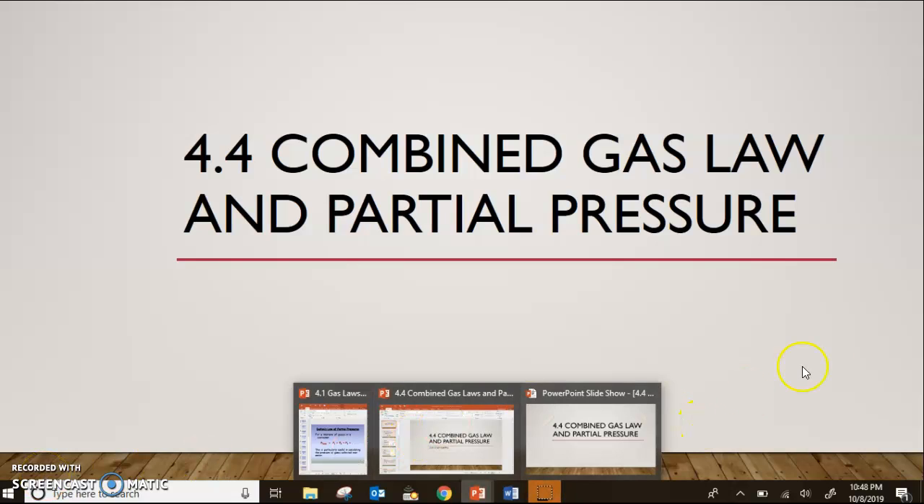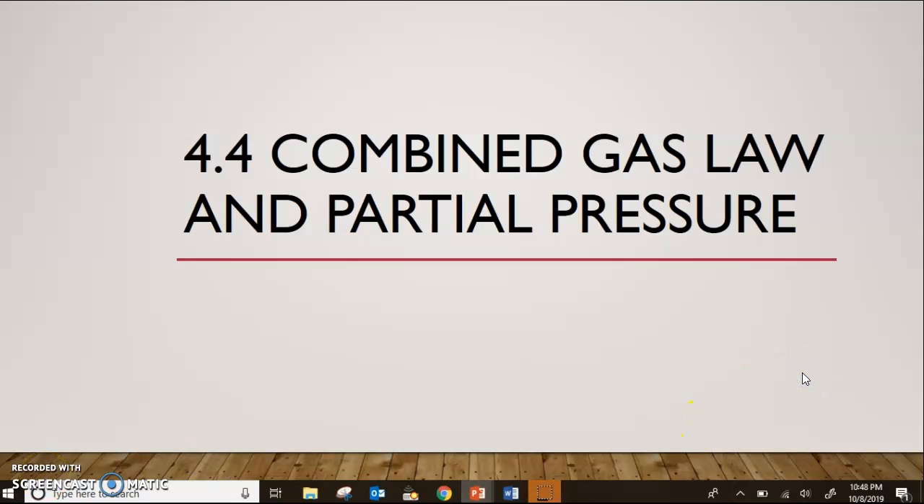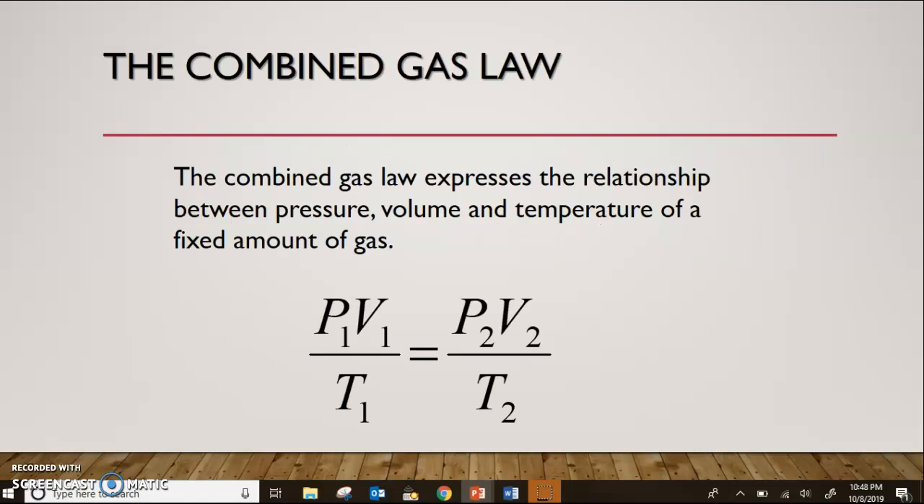Okay, today we're going to look at the combined gas law and Dalton's law of partial pressure. This is going to encompass 4 gas laws, of which really you only need to know 2 of them, and they're not terribly difficult. So let's go ahead and get started.